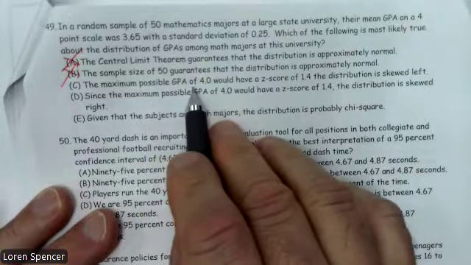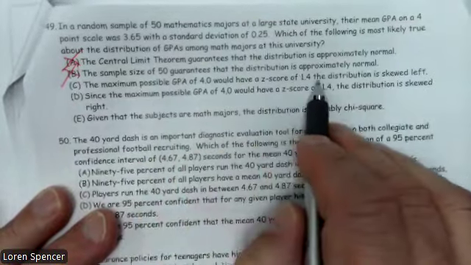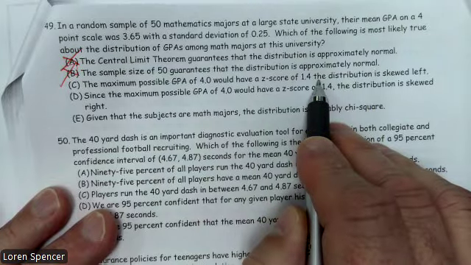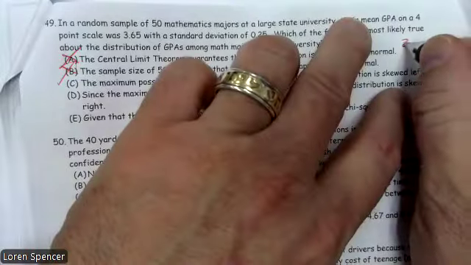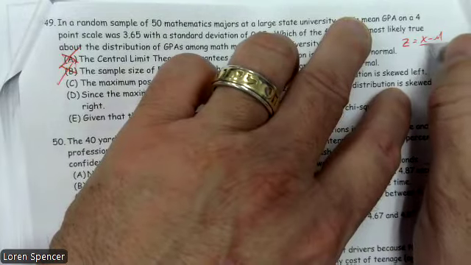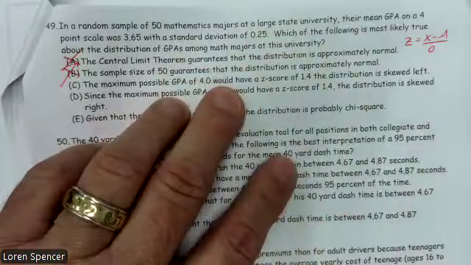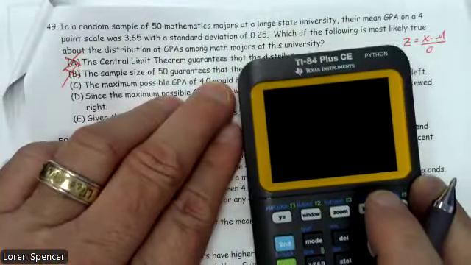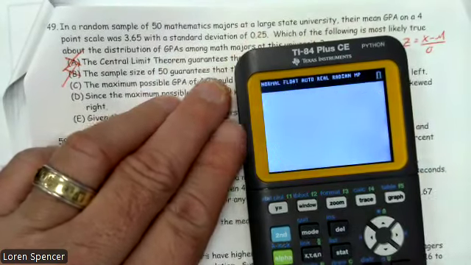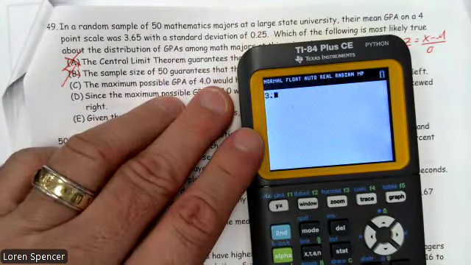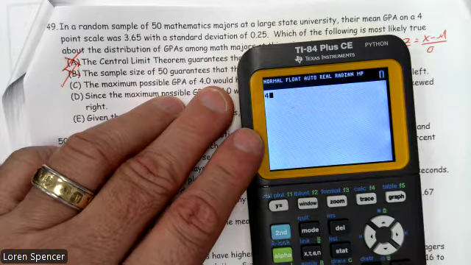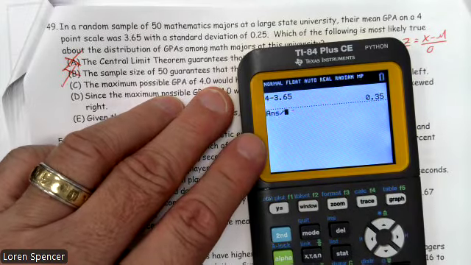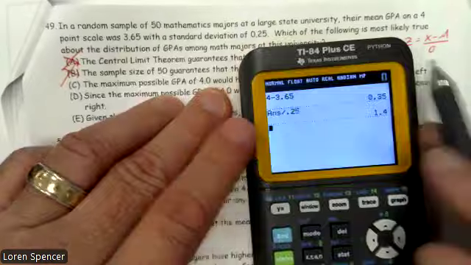The maximum possible of 4 would have a z-score of 1.4. The distribution is skewed to the left. Well, where did they get that from? Let's see what happened. If I say z equals x minus mu over sigma, let's see what happens. 4 minus 3.65, and I divide that by 0.25, I get a z-score of 1.4.